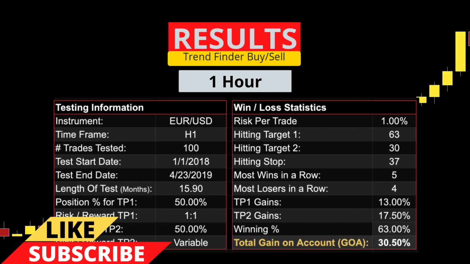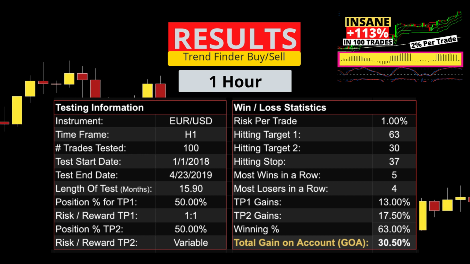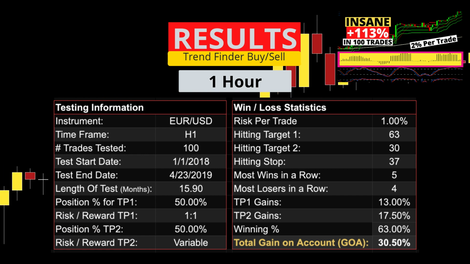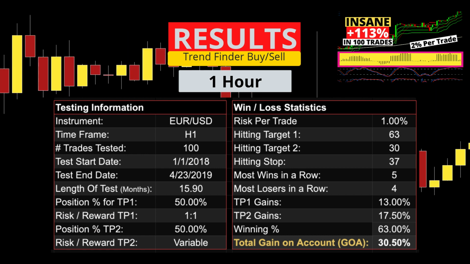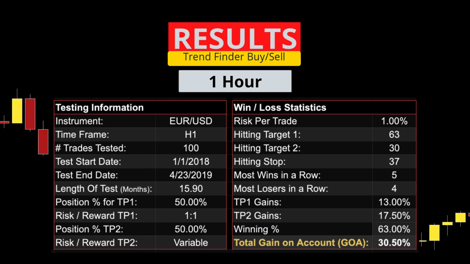Please remember this is just 200 tests on one instrument. If you're thinking of using this system, please do all the required testing and be sure to let our community know what you discover. Now let's review the test data and go over a couple of ideas on how to optimize this system. The first set of results are on the 1-hour time frame.